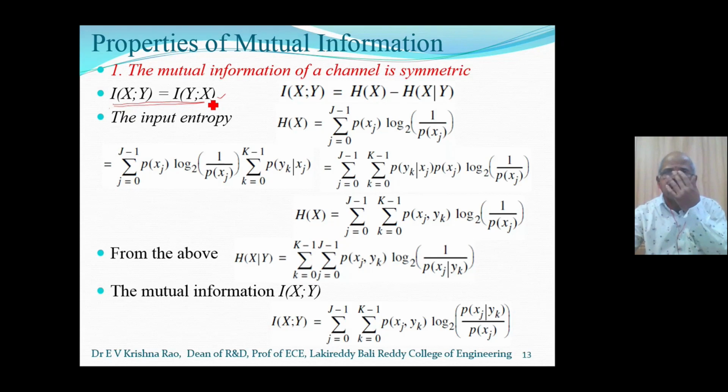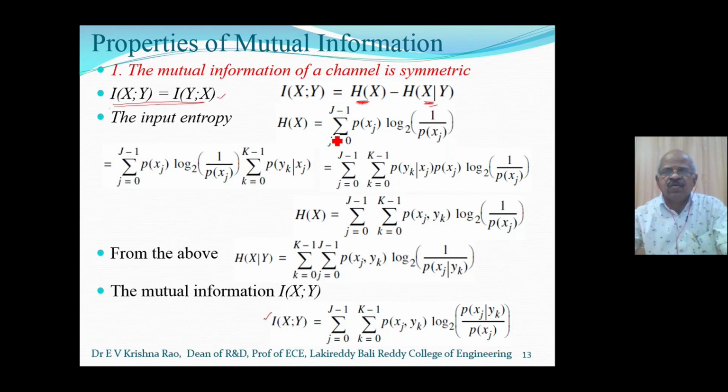Anyway, that is reciprocal. Now, as we know, the entropy is the average information about x, and the conditional entropy is H(x|y). After observing the output versus before observing the output, the difference between these is the uncertainty about the input channel. We simplify this and get the mutual information expression like this.